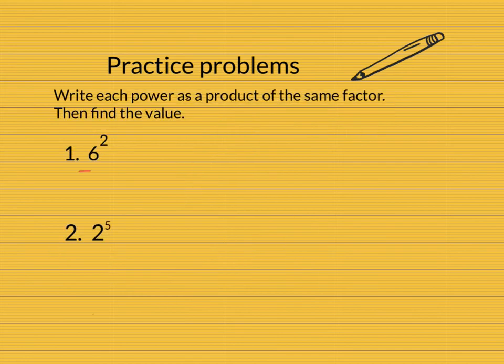The second set of practice problems is to write each power as a product of the same factor, then find the value. The factor 6 is multiplied 2 times. The exponent is 2, so 6 times 6, the value is 36.